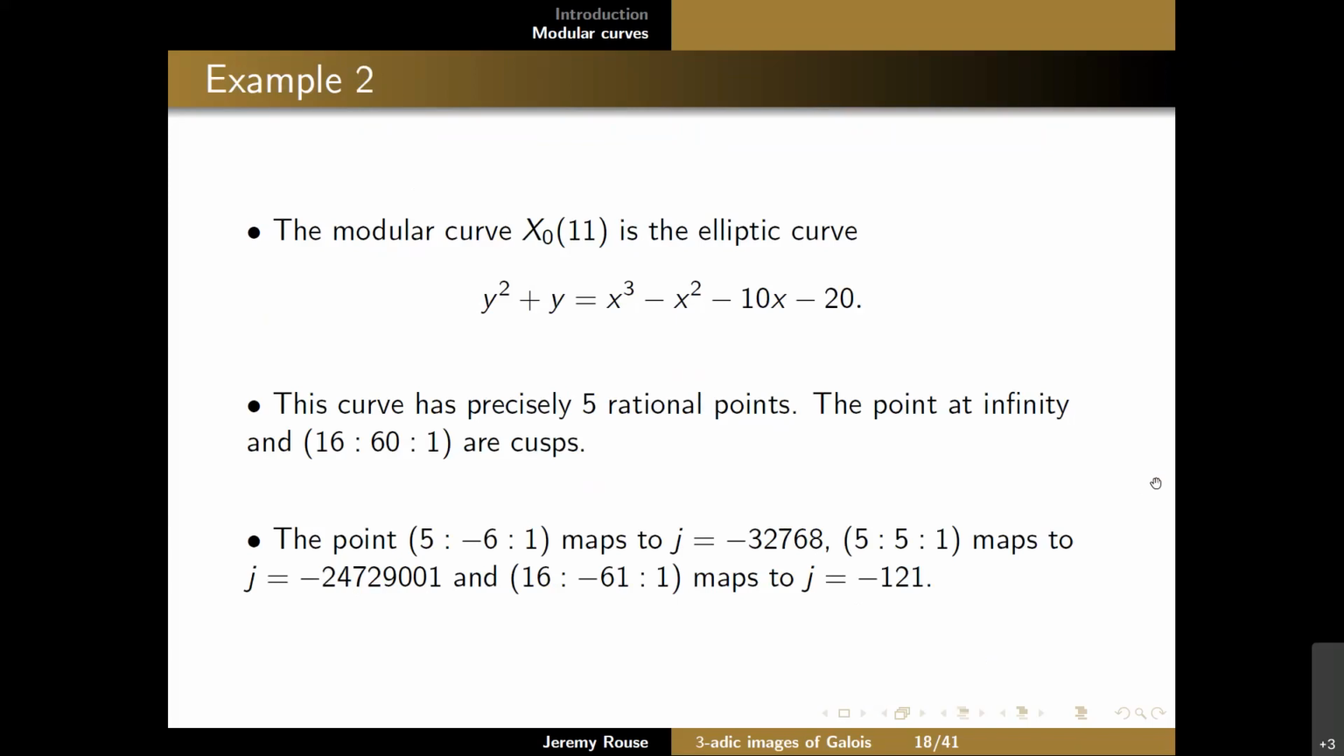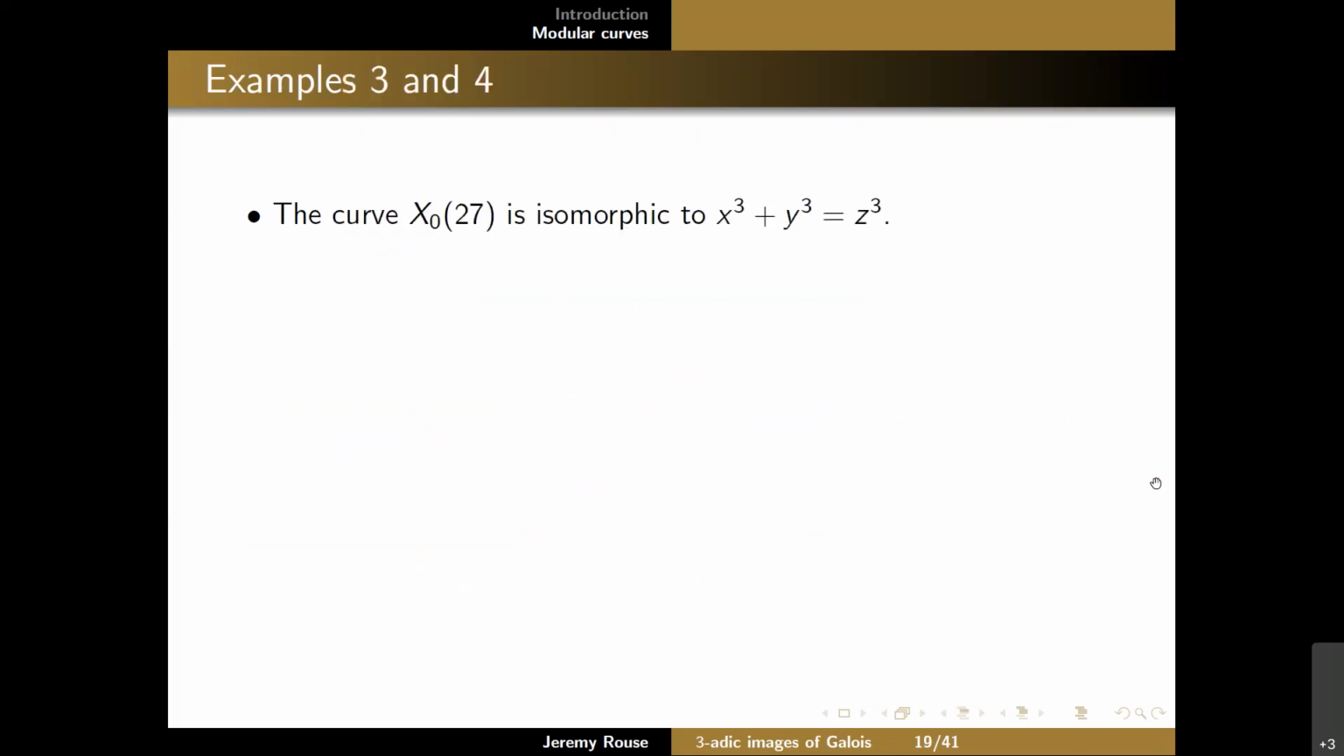So here are 2 more examples. So X0 of 27 is isomorphic to the Fermat cubic. This curve does not have very many rational points on it. It has 2 cusps, and it also has a rational point that corresponds to an elliptic curve with CM by the order with discriminant minus 27. The Fermat quartic is isomorphic to X0 of 64. The reason for this dates back to a theta function identity of Jacobi.